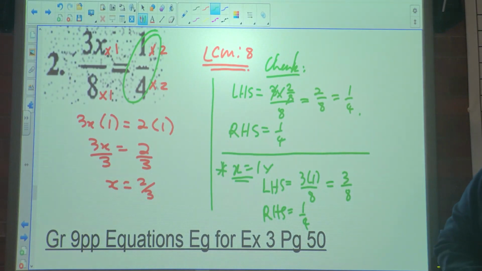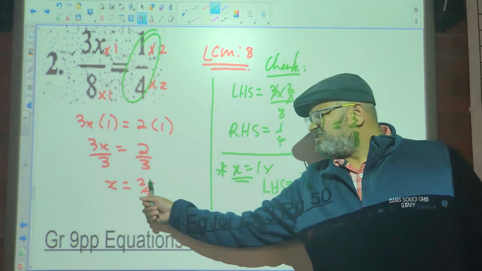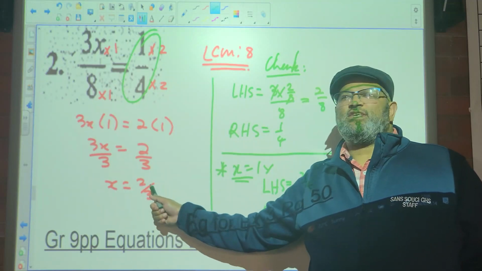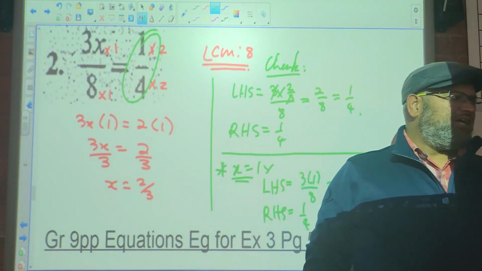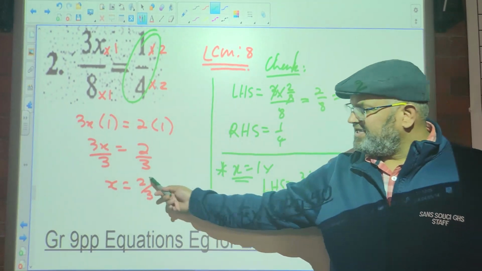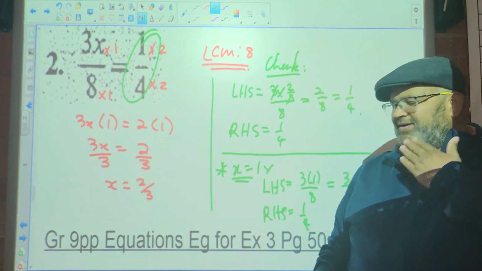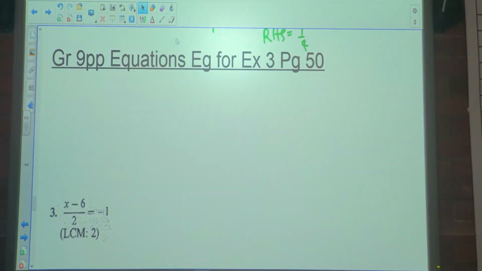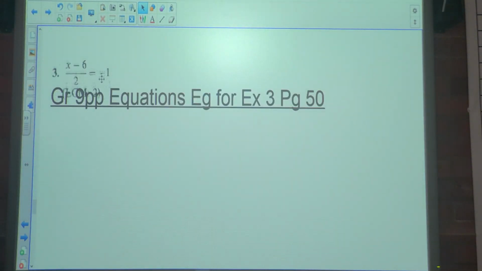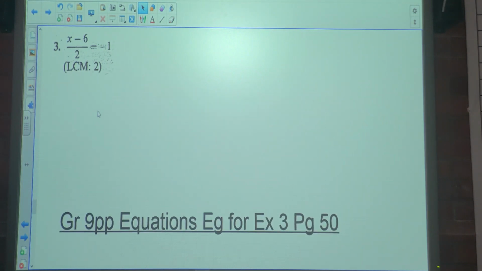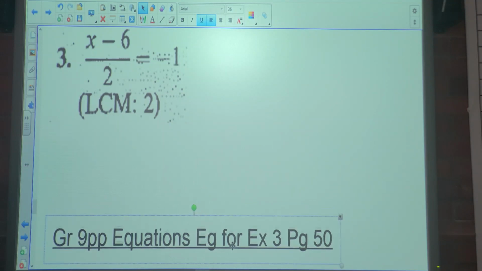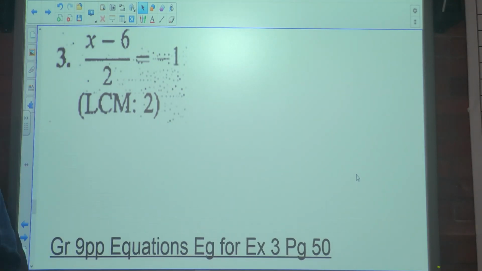You guys understand? Or its equivalent, which is 4 over 6 or 20 over 30 or 200 over 300. That will all work. Why? Because that's equivalent to 2 over 3. Okay. Rule number 3. You got x minus 6 all over 2 is equal to -1. Then the LCM is 2.